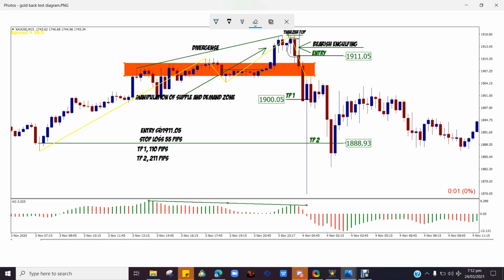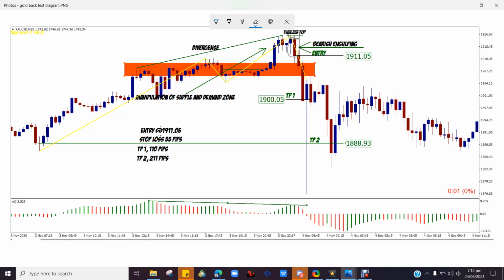So first of all, what we've got to look for is our confluences. We had about, I don't know, five confluences. We had the divergence, we had a supply zone, we had multiple manipulations of that supply zone, we had an extended M formation, we had our tweezer tops, and we had our bullish engulfing candle.